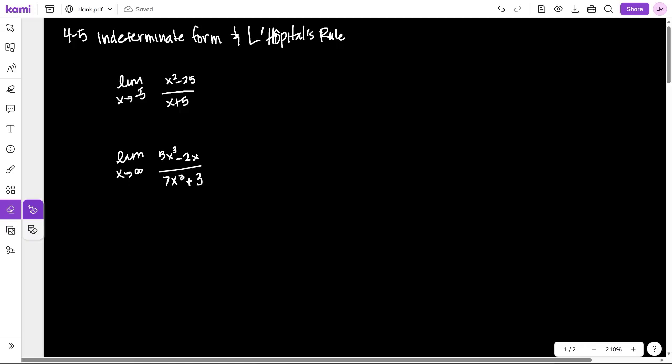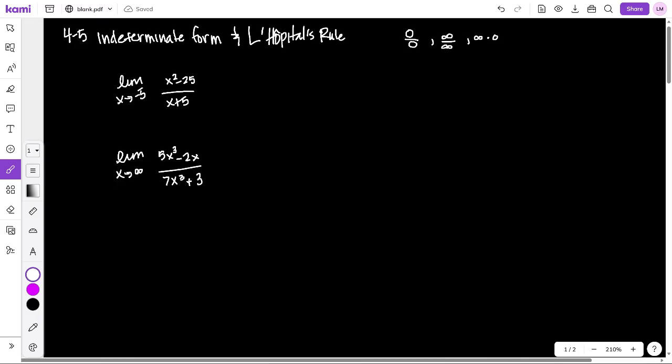Okay, so indeterminate form and L'Hopital's rule. Indeterminate form means we get 0 over 0, maybe. We end up with 0 over 0 when we're looking at the limit, infinity over infinity, infinity times infinity, and these could be positive or negative.